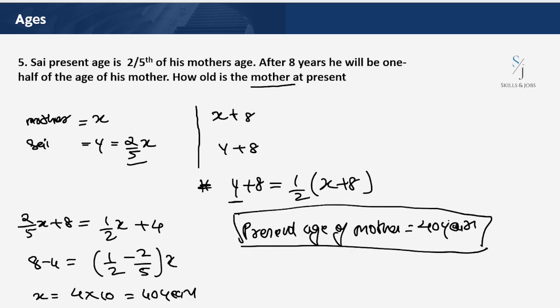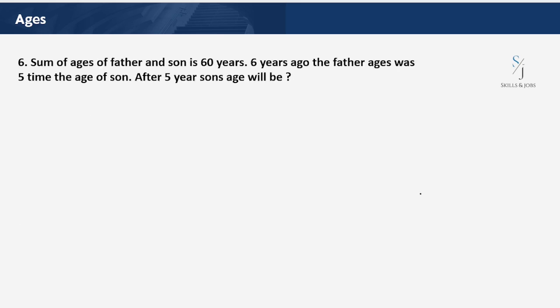Okay, hope you understood it. So what we have done here, we have taken the mother's present age as x, Sai's present age as y, and we have derived the relation from the first part of the question. Then we have taken the ages after 8 years, x plus 8 and y plus 8, and then we have derived the relation from the second part, and we have solved the equation. So very simple. Let us see the sixth problem.